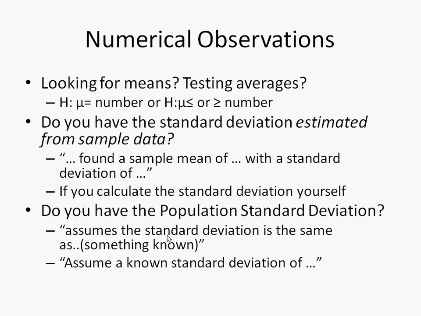Now, the second question, this one's pretty tricky when you've got numerical observations, is how do we have a standard deviation? Does the standard deviation come from the sample data, or is it somehow known to be the population standard deviation? The easiest way to find out is if you're given a whole bunch of numbers from a data set and you actually calculate it yourself. You know, as in put it in Excel and type in equal to STDEV, and then you put in the numbers and it gives you a standard deviation. That's a sample standard deviation.